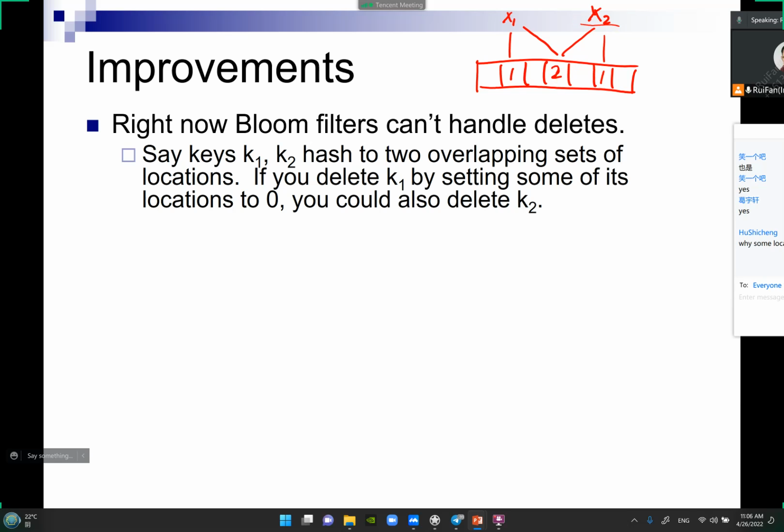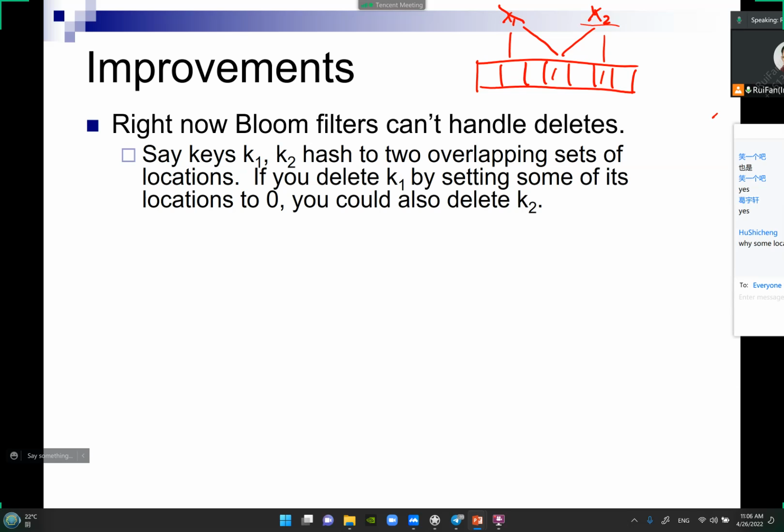Now after you do this, suppose you want to delete x1. If you want to delete x1, then what you're going to do is hash x1 to all its locations, and then decrement the values there. So then this 1 is going to go back to a 0, and this 2 is going to become a 1.